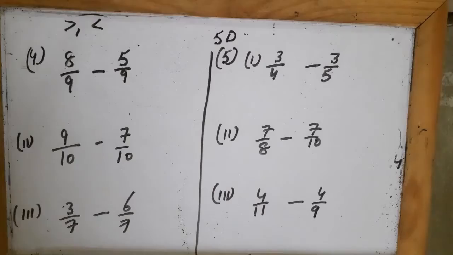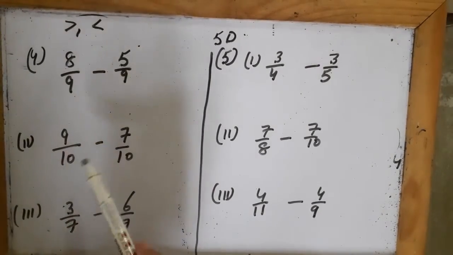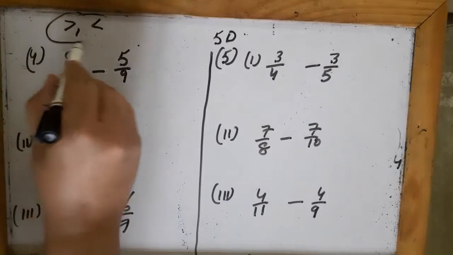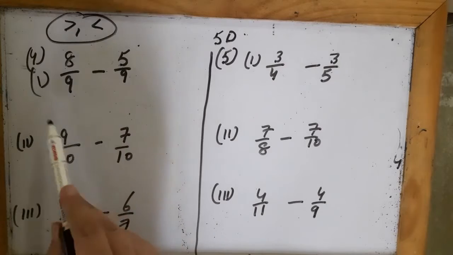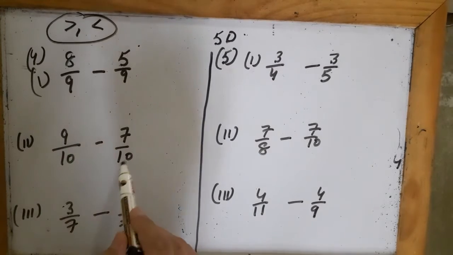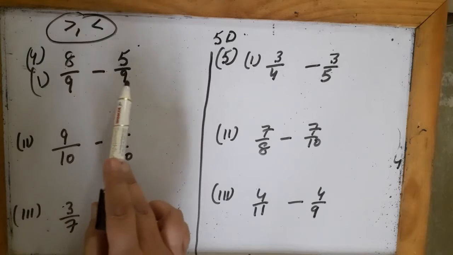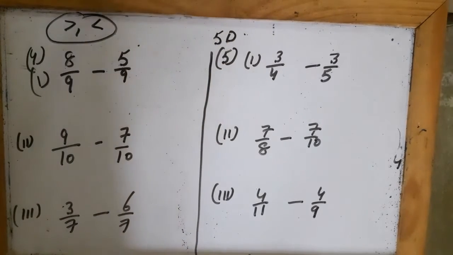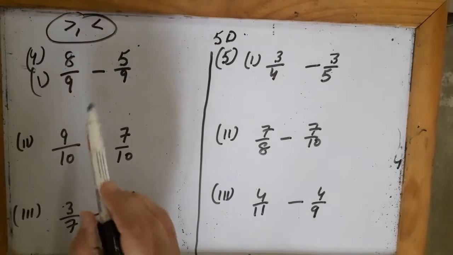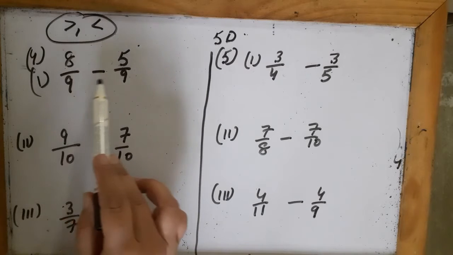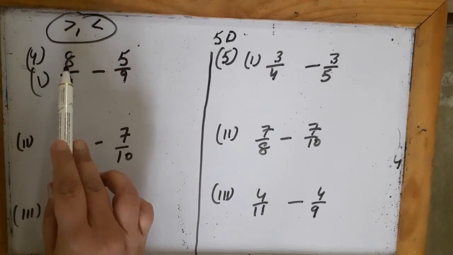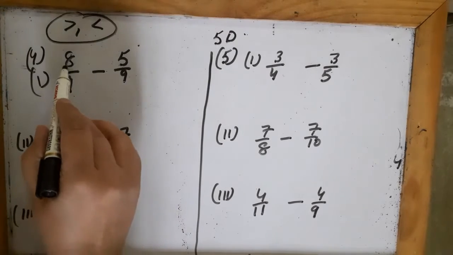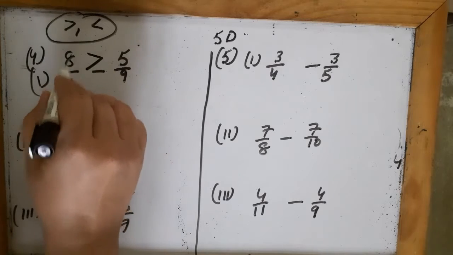Now the fourth question. In this question you are given fractions and you are asked to put the symbol of greater and lesser. If you look at the fourth question, you can see these fractions are like fractions, because they have the same denominator. Now when the fractions have the same denominator, keep this rule in mind: when the denominators are same, we look at the numerators. The bigger numerator makes the bigger fraction. So 8 is bigger, which means this fraction is bigger.